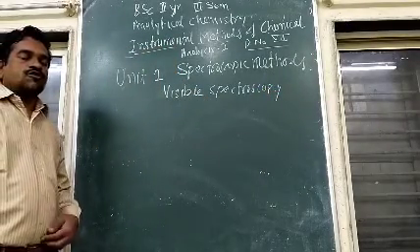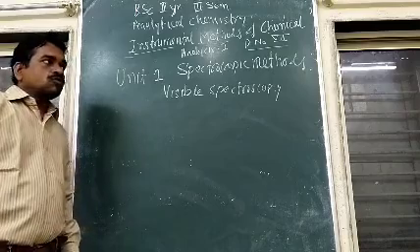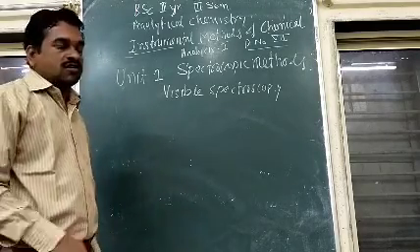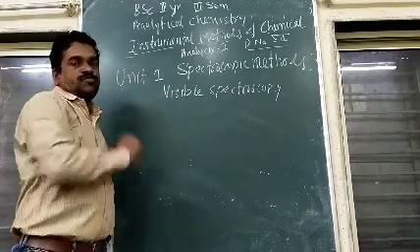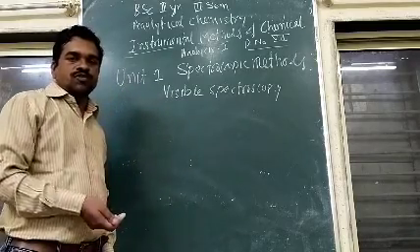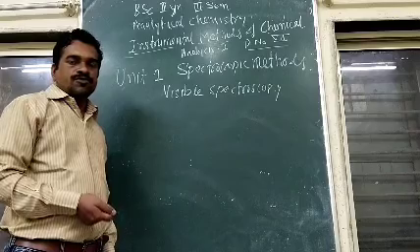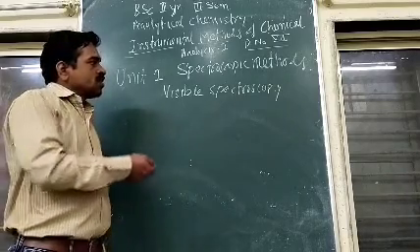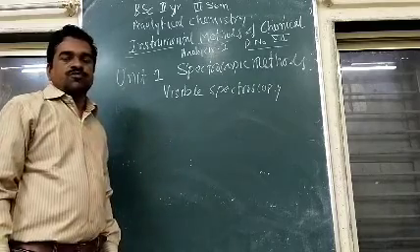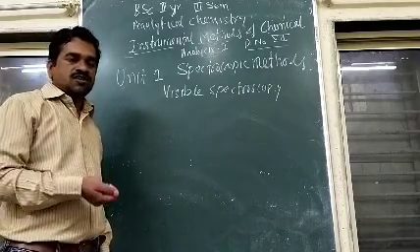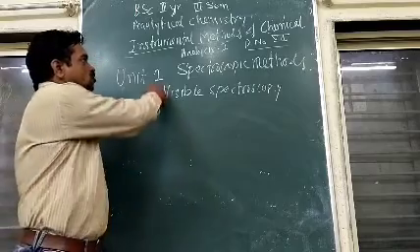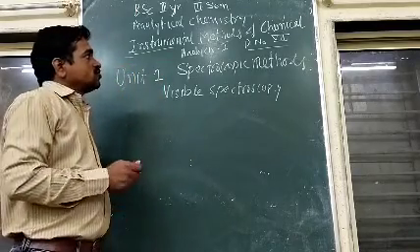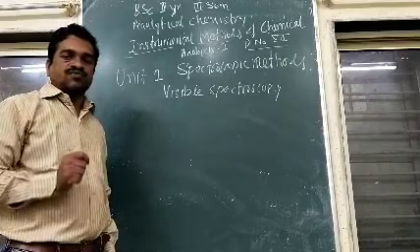What are electromagnetic radiations, how they interact with the matter, characteristics of electromagnetic radiations, then the theory of visible spectroscopy, instrumentation, which instrument is used to study visible spectroscopy, and its applications in detail. All these points we have to study in the first unit.